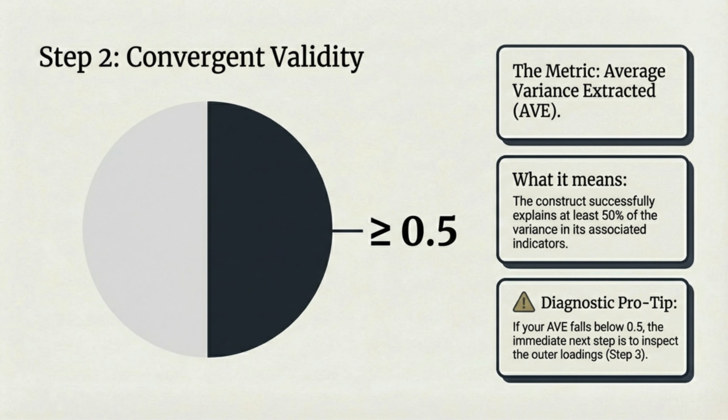Second comes convergent validity. Convergent validity is assessed using average variance extracted, AVE. The threshold for AVE should be greater than or equal to 0.5, which indicates that the construct explains at least 50% of the variance in its indicators. If AVE is below 0.5, then you have to inspect outer loadings. Third comes outer loadings. Now you can navigate to outer loadings in the results panel.